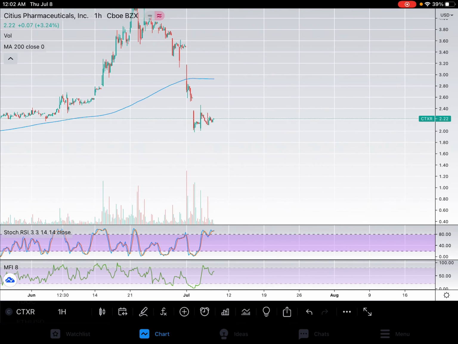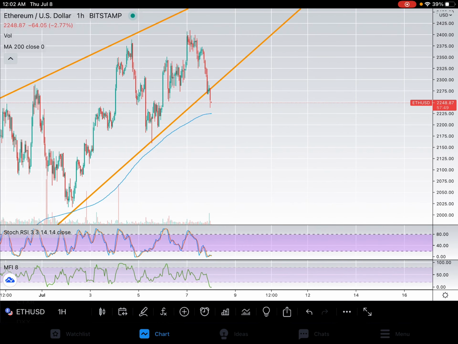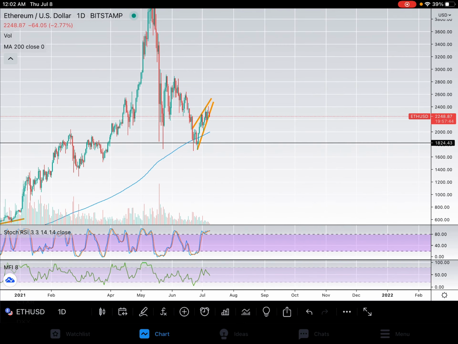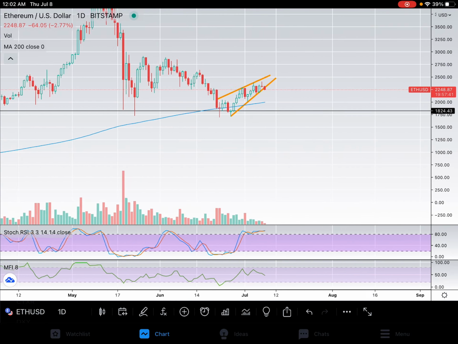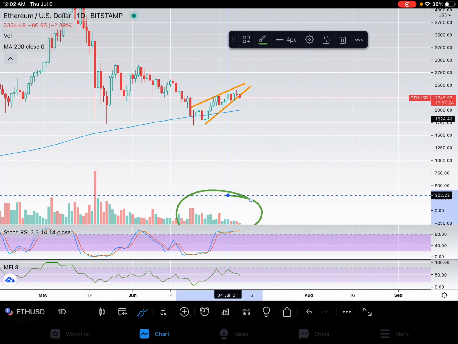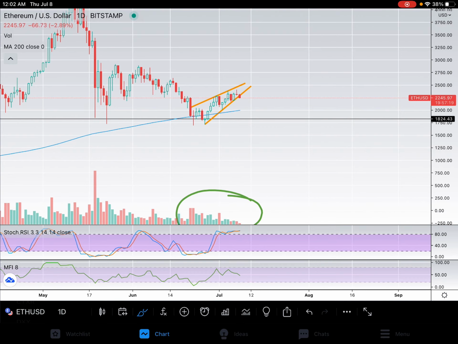All right, and then we got one more thing, Ethereum. Oh, Ethereum. So right now it's in a rising wedge. It's hard to take any of these moves seriously, it going up or down or breaking this wedge, because of one thing and one thing only. Volume. I mean, look at the volume. There's no volume at all. So any move to the upside or downside, you've got to take with caution.